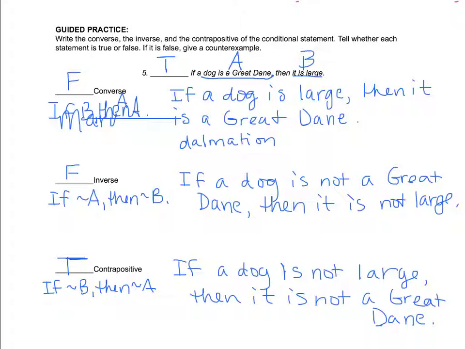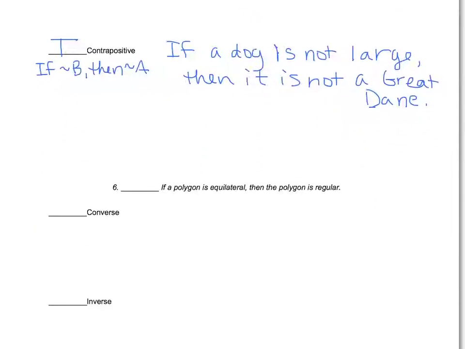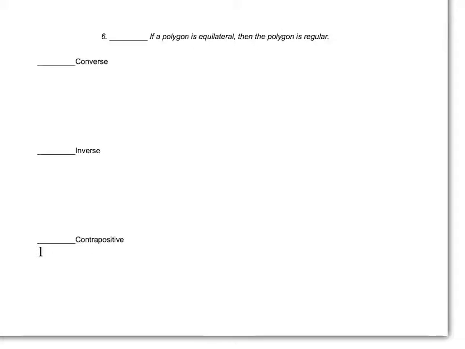All right, let's do the last problem here. Number 6 says, if a polygon is equilateral, then the polygon is regular. So let's first pick out our if part of it, or our A part. So right here, a polygon is equilateral. That's my A. Okay, so that's my hypothesis. The polygon is regular is my B, my conclusion. So if a polygon is equilateral, then the polygon is regular.